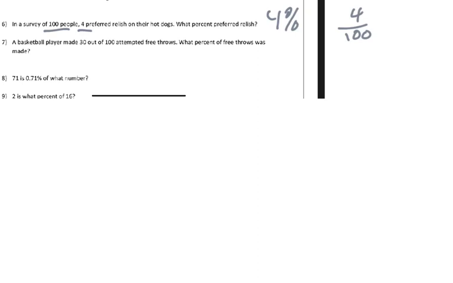Basketball player made 30 out of 100 attempted free throws. Not a very good basketball player. What percent of free throws was made? Okay, again, this is out of 100, so we know that this is going to be 30%. Let's not waste our time on that. Okay, on to the next one.